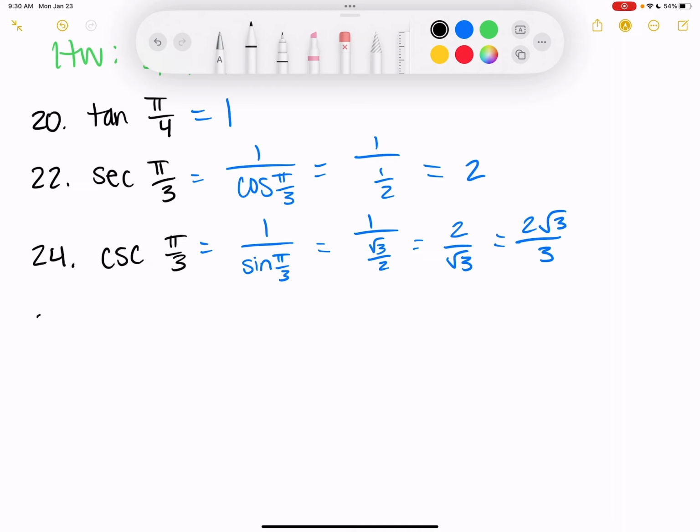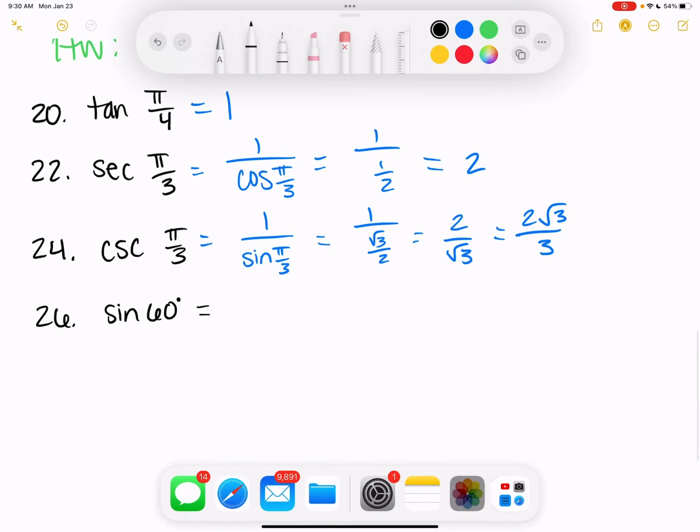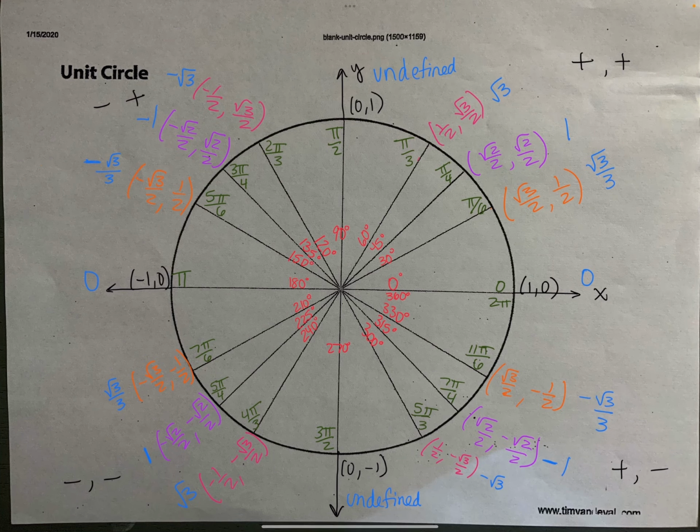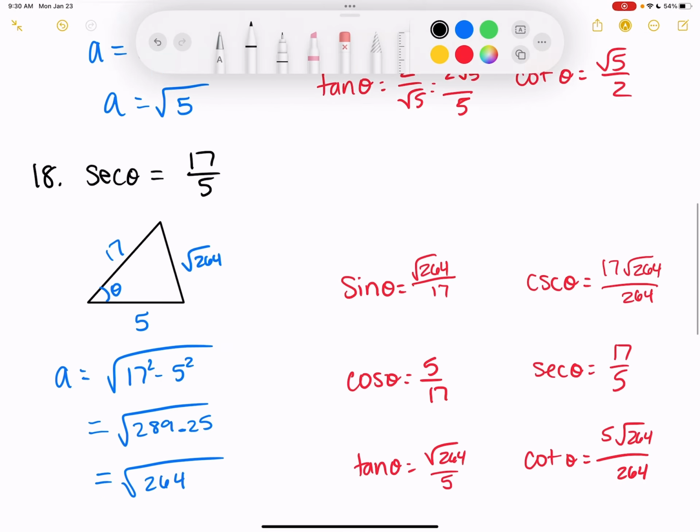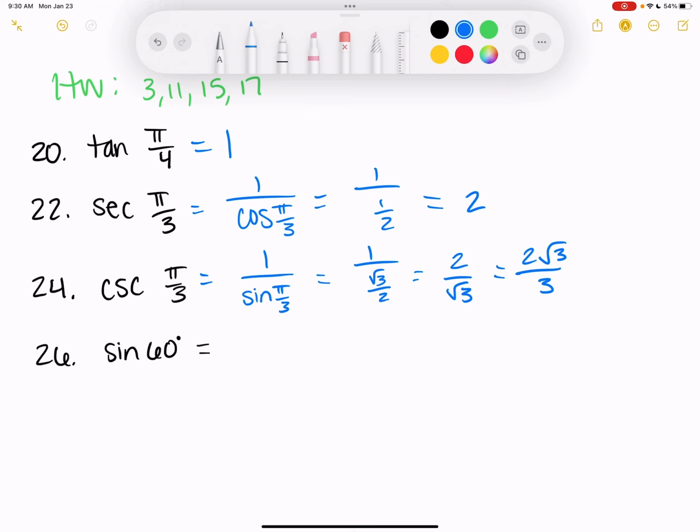So number 26, the sine of 60 degrees would be what? Square root of 3 over 2. Yep, so 60 degrees is the same as pi over 3. Sine is y, so square root of 3 over 2. Apparently they really like the pi over 3s and the 60 degrees today.